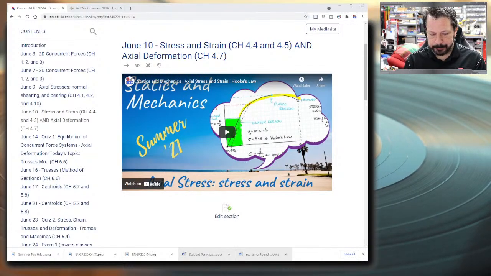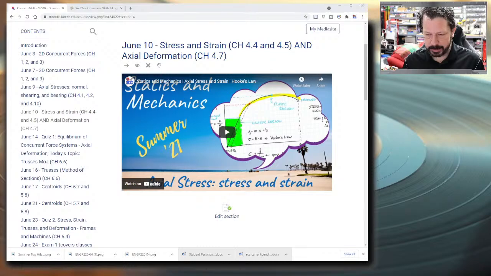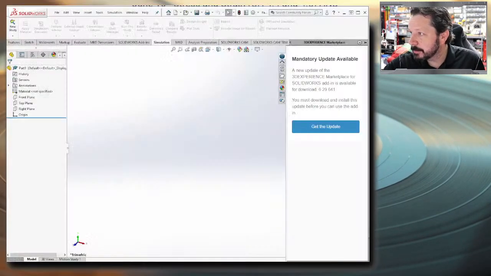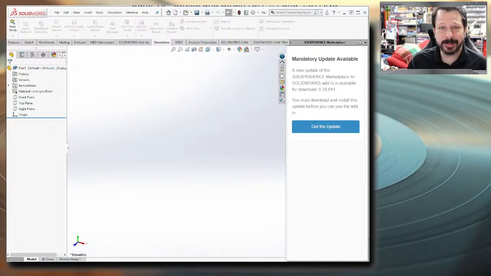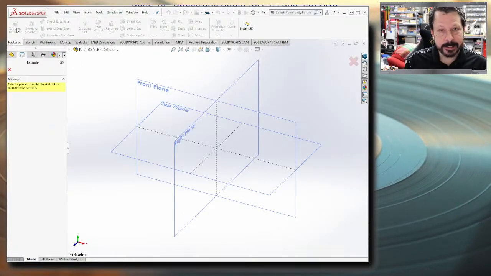So why don't we head off into, I think I want to do Solidworks first. Let's do that because I'd like to get Solidworks done. It's kind of a memory hog, and so I want to go ahead and close it down as soon as we can. So what I'm going to build in Solidworks is a tensile test specimen.